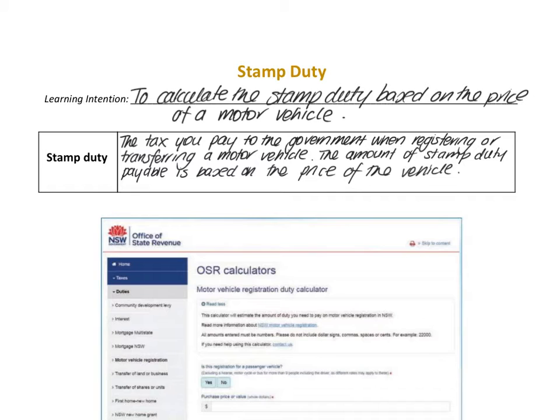So stamp duty is a tax you pay to the government when registering or transferring a motor vehicle into your name. So the amount of stamp duty payable is based on the price of the vehicle. Okay, so it's a tax that you pay when you purchase a car. It's based on what the price of your vehicle is. Okay, so if you get a cheaper car, you won't pay as much. If you get a really high-end expensive car, your stamp duty is a lot higher.